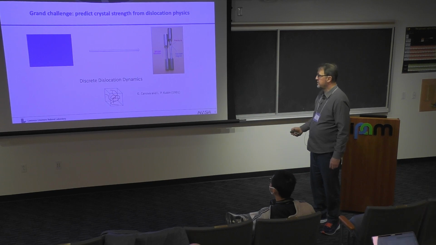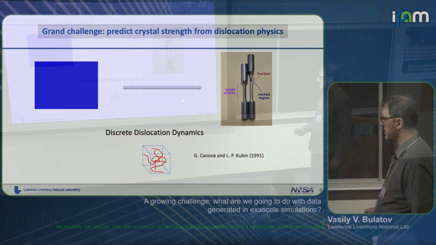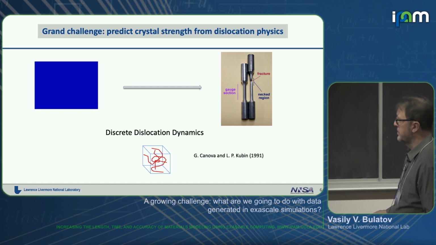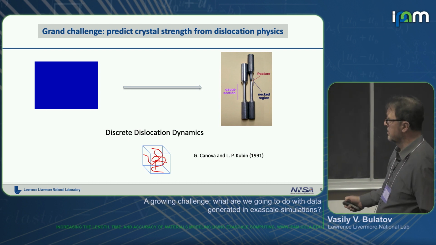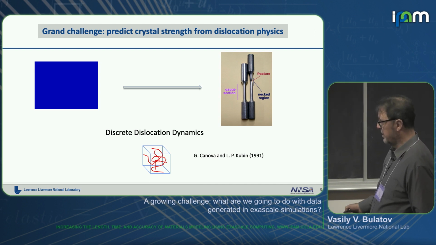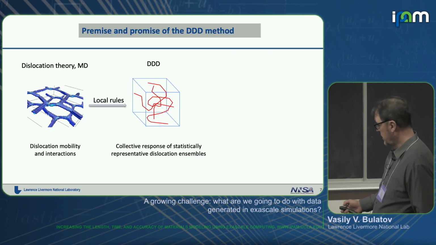And really the first serious step in that direction was taken by Gilles Canova and Ladislas Kubin in 1991 when they proposed essentially the discrete dislocation dynamics method, where I will say a few things, but this has started to become, rather than just a theory that dislocations are related to that, a computational method to predict from the behavior of multiple dislocations how that happens.